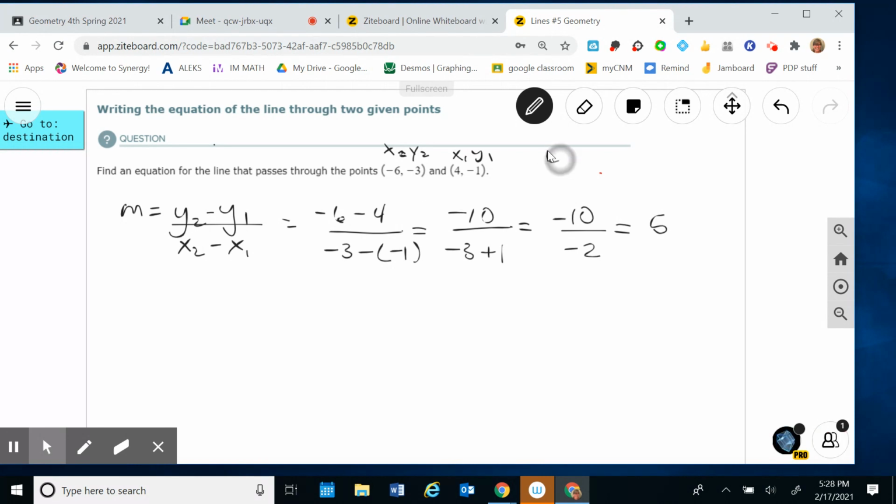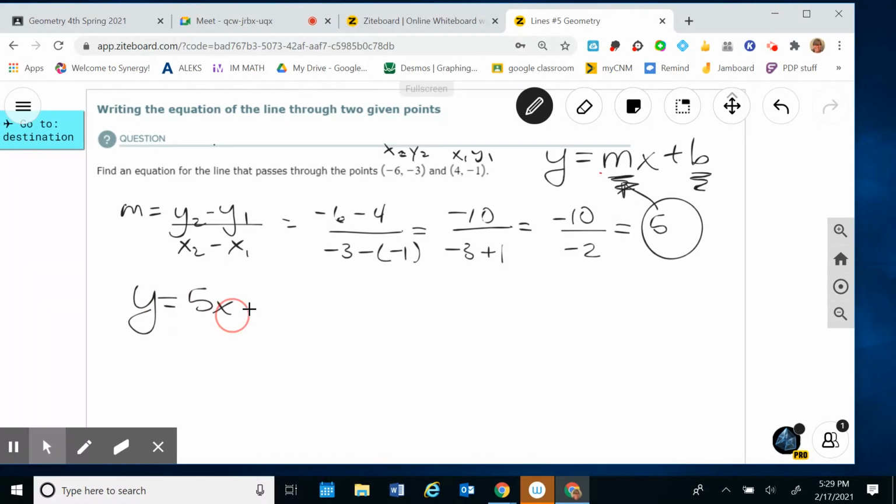Again, if you're given this, just start with this formula and tell yourself, wait, all I need is the m and all I need is the b. So look, use the slope formula to find the m. You found the m. There it is. It's 5. Put it in for m. That's what it is. Y equals 5x plus b, but now you need b.